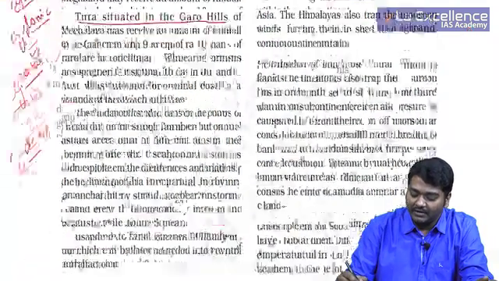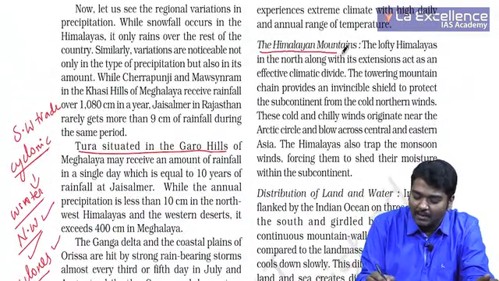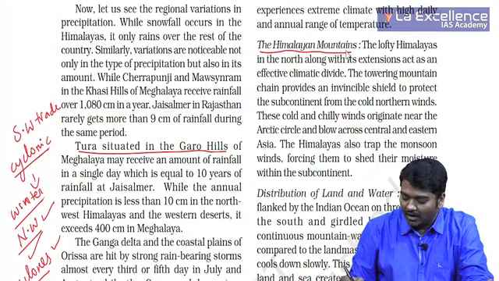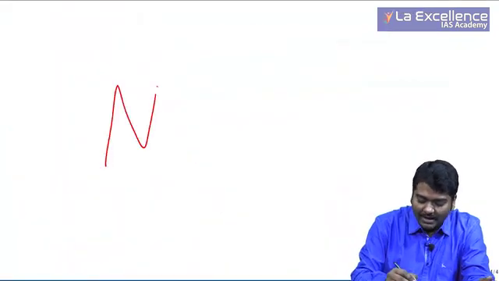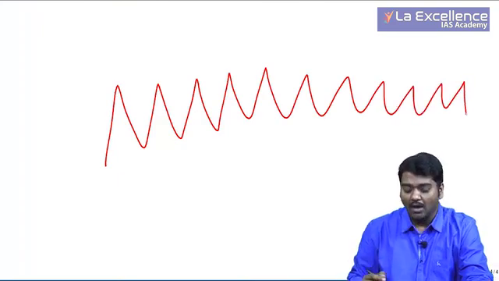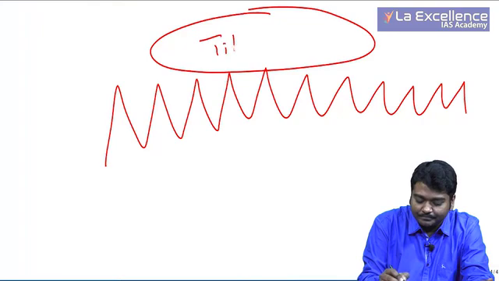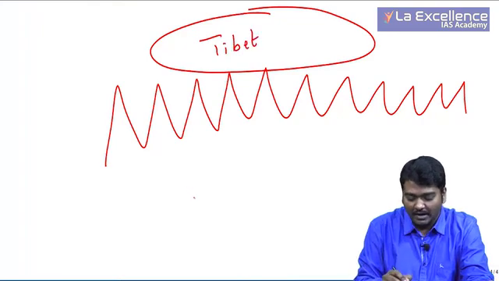The second important thing that we need to observe is with respect to the Himalayan mountains. As you are all aware, the Himalayas are present from west to east, above this you have Tibet, correct? And you have India.